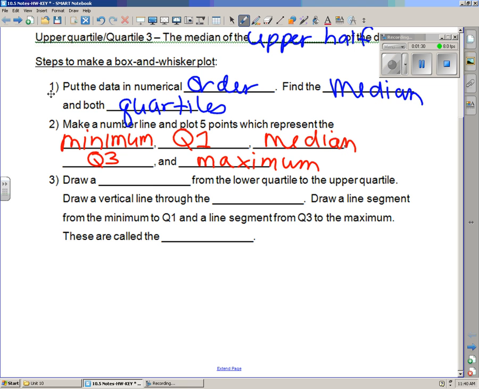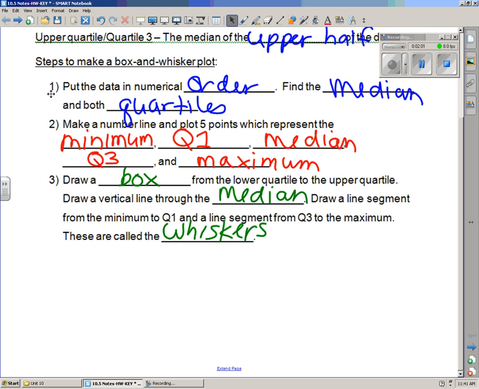You're going to then draw a box that connects the lower quartile to the upper quartile, and then you're going to draw a vertical line through the median. It's going to almost look like 3 boxes when you're done with that. Then you draw a line segment from the minimum to quartile 1, and a line segment from quartile 3 to the maximum, and these happen to be called your whiskers. Okay, and this is how you get your box and whisker plot.